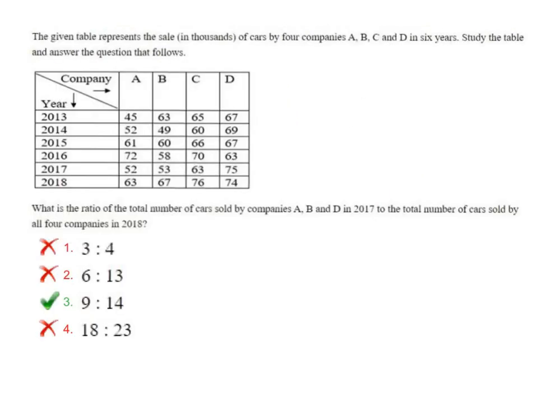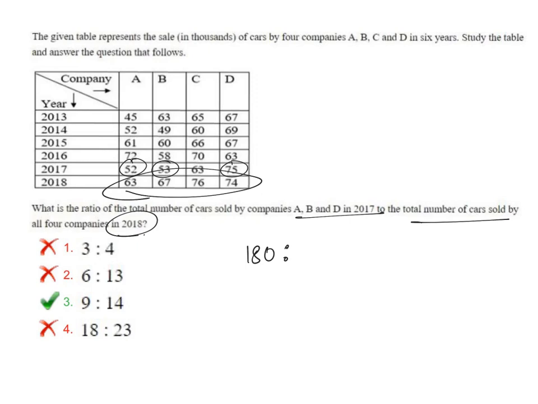Now the given table represents the sale of cards by 4 companies A, B, C, D in 6 years. Study the table and answer the question that follows. What is the ratio of the total number of cards sold by the companies A, B, D in 2017 to the total number of cards sold by all 4 companies in 2008? ABD in 2017, so I can say 105 and 180. Total number of cards sold by all 4 companies in 2008.